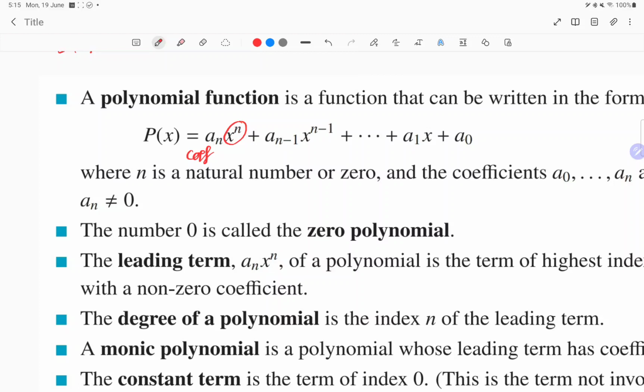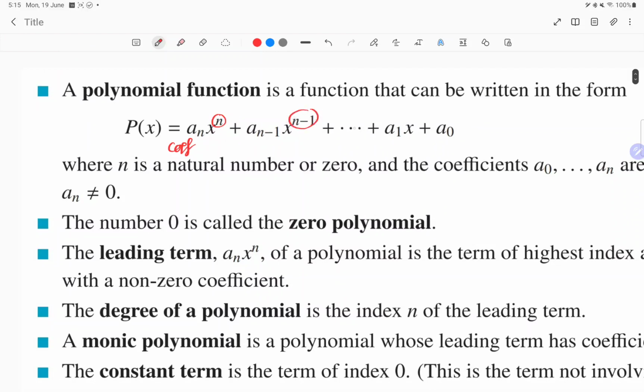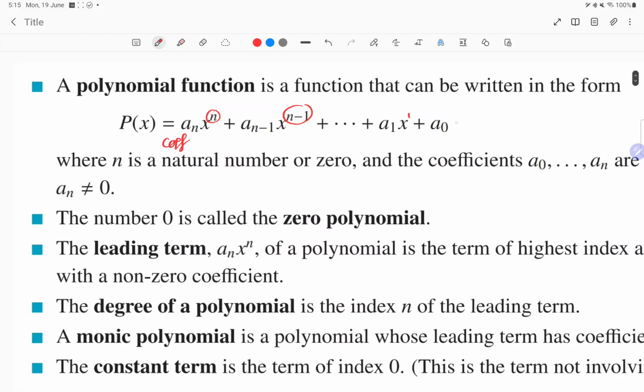Now the power you normally write in the highest power first, and then the power will drop. You see n minus 1, and this will continue dropping, and then this is power 1, and this is technically x to the power 0, because what's power 0? 1. Anything to the power 0 is 1, correct? So a0, which is the coefficient, times 1 is just a0. And this has a special name. It's called a constant term. This is a constant term.